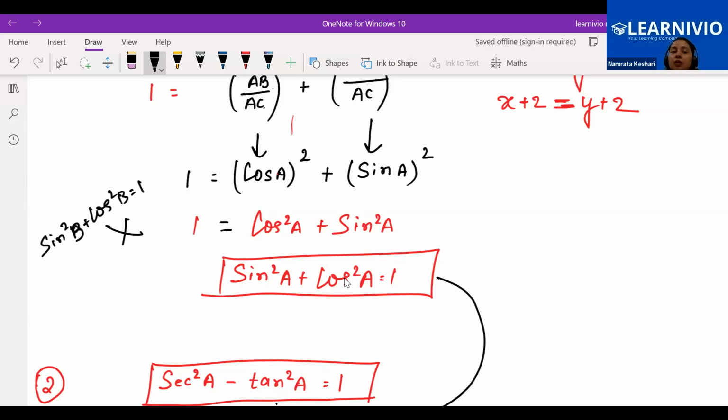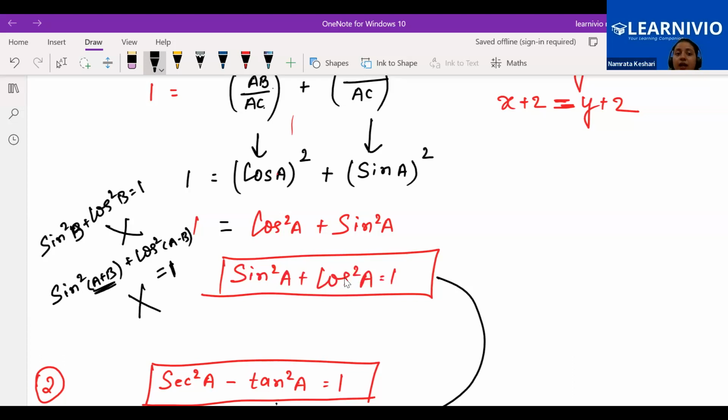Both the angles have to be the same, whatever the angle, be it A, be it B, be it X, be it Y, be it A plus B. If you have sine square with angle A plus B, and now you have cos square with angle A minus B, please don't say that it is 1. If someone is saying to you it is 1, that is completely incorrect.